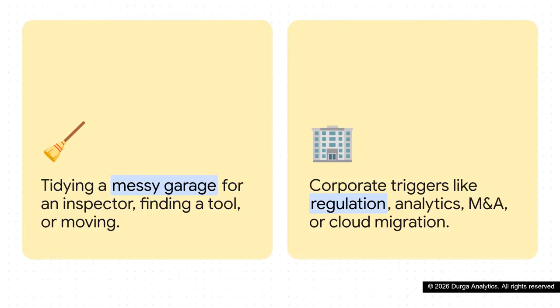And I think the tidy garage analogy hits the nail on the head here. Think about it. When do you actually clean out a completely trashed garage? Well, you do it when the city inspector is coming. That's regulation. You do it when you desperately need to find a tool, like right now. That's analytics. You do it when your partner moves in and you're merging all your stuff. That's M&A. Or you do it when you're literally packing up and moving to a new house. That's cloud migration. The mess was always there, just like the bad data in your corporate systems, but it's that specific event that finally forces you to act.